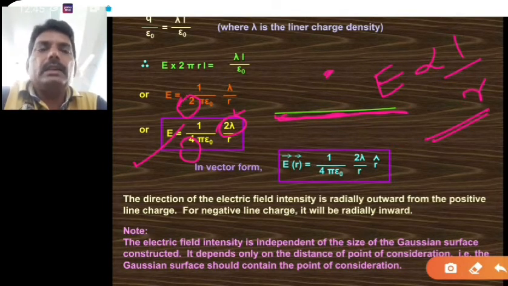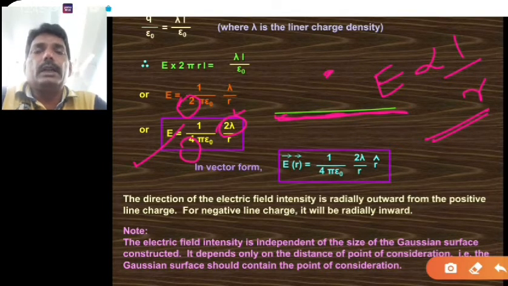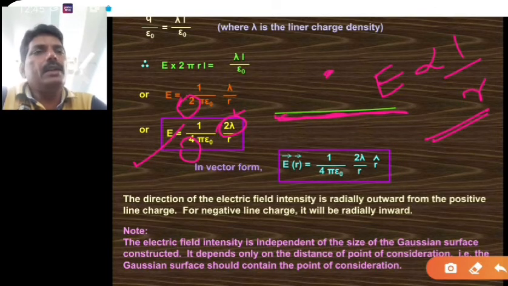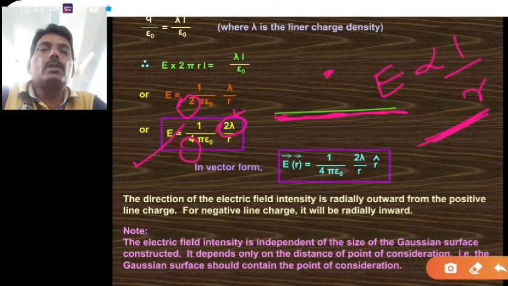On the other hand, student, in case of Coulomb's law, if you take isolated charges, or in case of a dipole, you have also calculated the electric field intensity. In Coulomb's law you got the electric field intensity inversely proportional to R square, but here you got the electric field intensity inversely proportional to R.